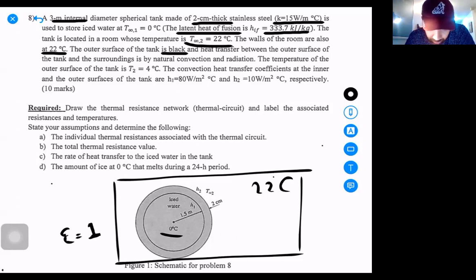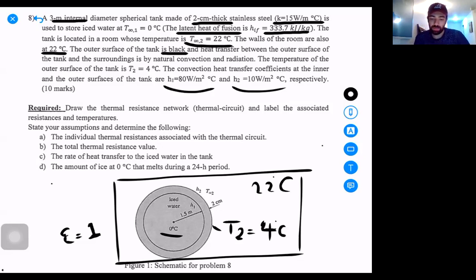So the temperature of the outer surface of the tank is 4 degrees Celsius. T at point 2 is equal to 4 degrees Celsius. And the convection heat transfer coefficients at the inner and the outer surfaces of the tank are respectively 80 and 10 watt over meter squared times degrees Celsius.